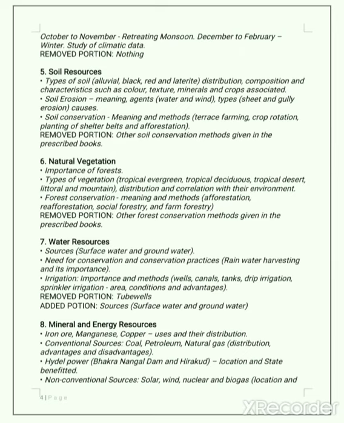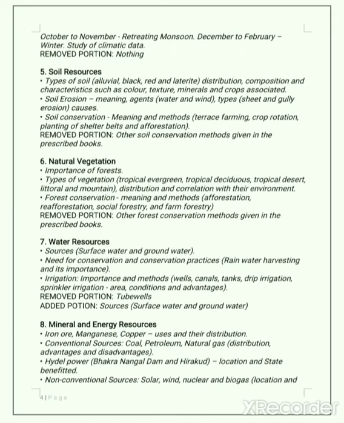Next is natural vegetation. Here you are required to know the importance of forest, then the types of vegetation which are there in India. There are 5 types of vegetation: tropical evergreen, tropical deciduous, tropical desert, littoral and mountain. You should know about them. You should know their distribution and their correlation with their environment.